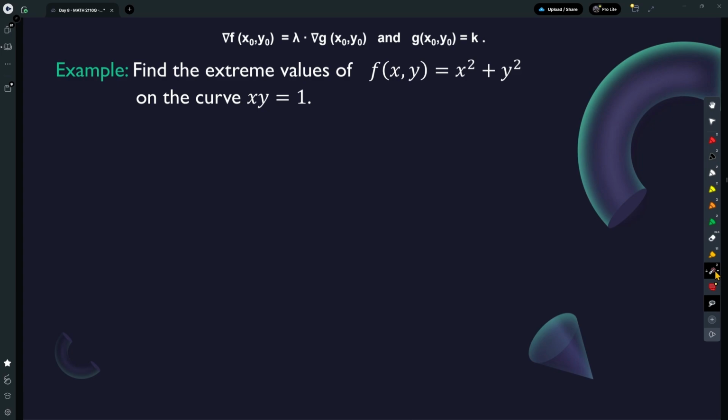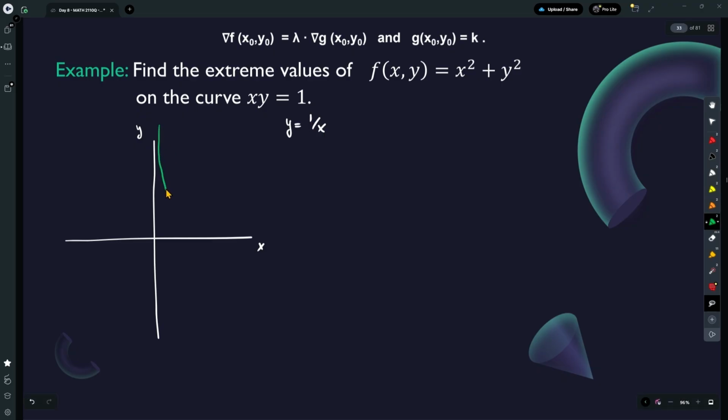Hello everyone, let's do one more example of finding the extreme values of a function on a given curve using the method known as the method of Lagrange multipliers. So here we have a curve given by x times y equals 1. Let's look at what that curve is. If I solve for y, I get that this is the curve 1 over x, which is a hyperbola. So what we call a square hyperbola, like that.